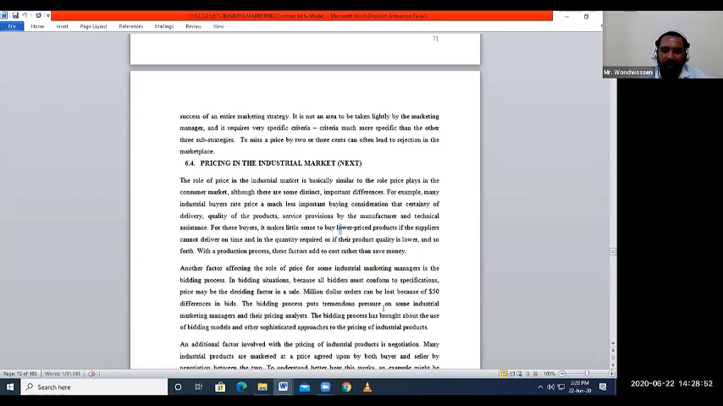So the other factor we have to consider, in addition to the other factors we have mentioned earlier, is the bid process. The bid process puts a tremendous pressure on the individual marketing managers as well as the price analysts. This tremendous pressure from the bid process will affect the marketing or the pricing strategy.